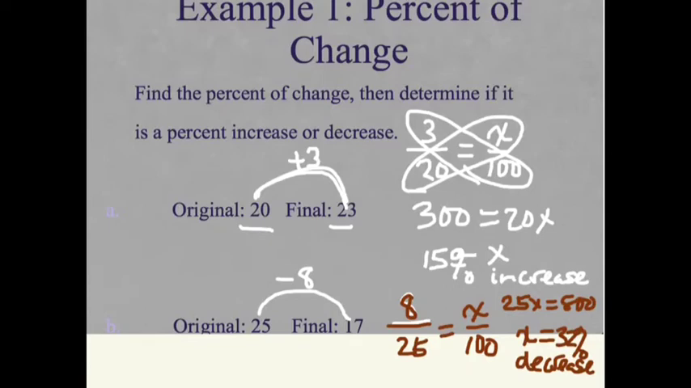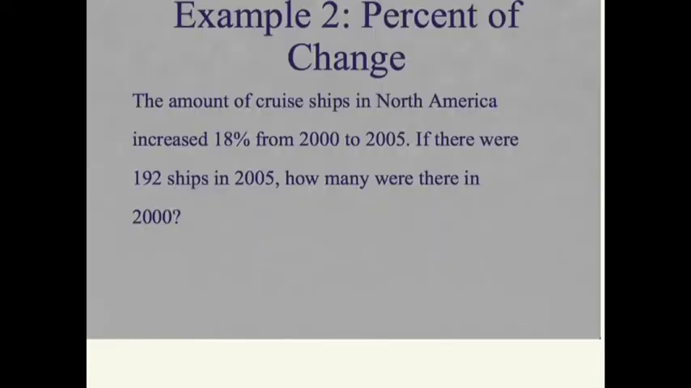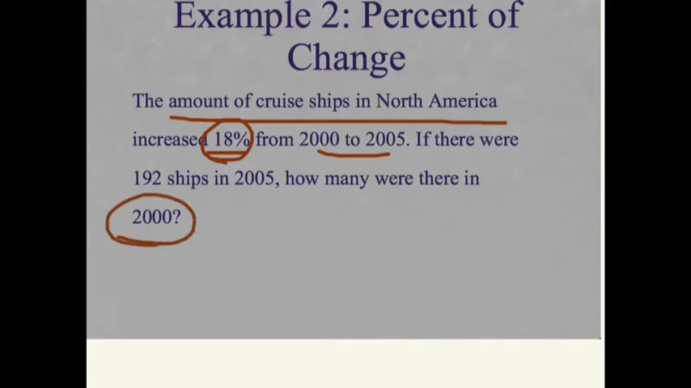Let's try another. In this example, we're given the percent change, but there's some information that's missing, particularly the original. So let's take a look and see if we can figure out what's going on. We see that the amount of cruise ships in North America increased by 18% from 2000 to 2005. But in 2005, we're given that there were 192 ships. The question is, how many ships did we have in the year 2000?